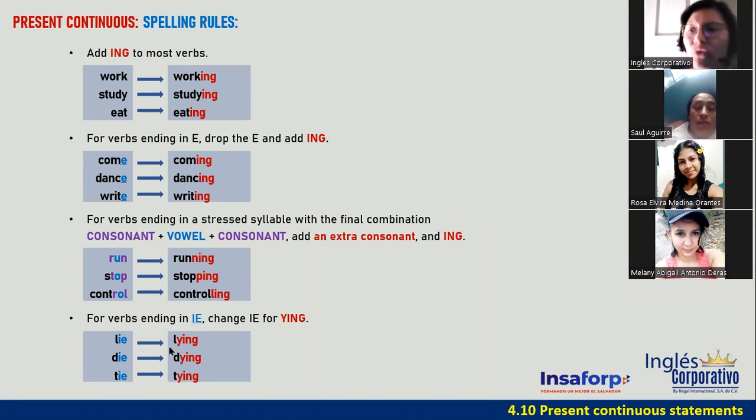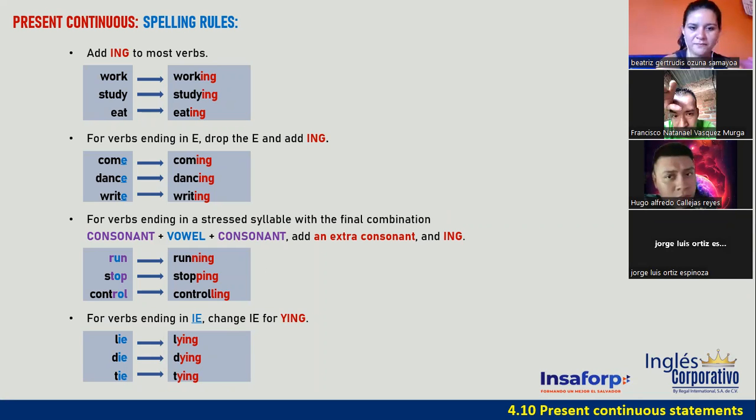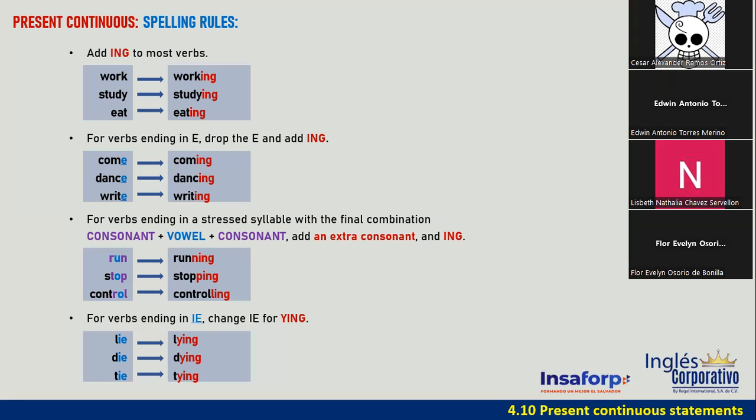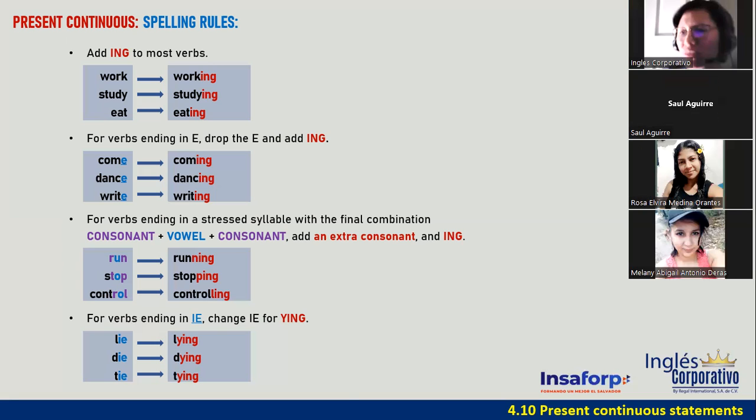In number four, for verbs ending in IE, right? Estos son bien graciosos para mí. ¿Por qué, teacher? Porque al momento de que yo aplico la regla, solo me queda la consonante. Look, lie, lying, die, dying, tie, tying. O sea, prácticamente lo que sucede es que me aparece a mí solo la letra. Porque si borro IE, me queda L y lo sustituyo por una Y y luego agrego ING, ¿verdad?